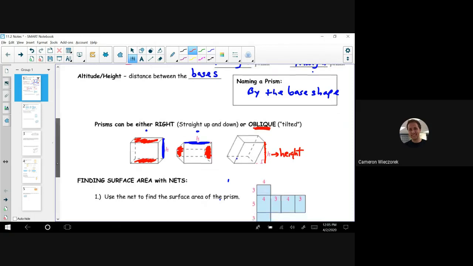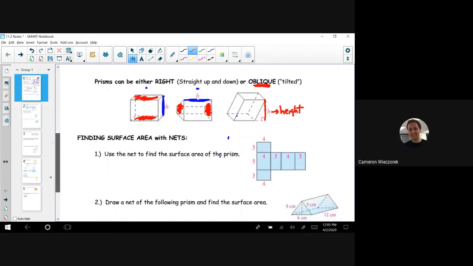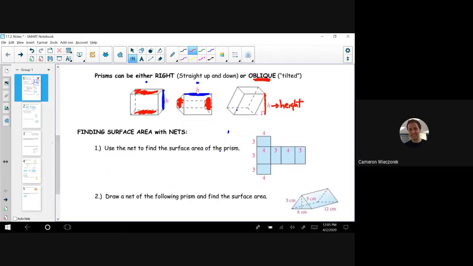So we want to use these ideas to be able to compute and find the surface area of a 3D prism. And we're going to start by doing that with net diagrams. By surface area, I mentioned this at the beginning, we're talking about adding up the areas of all the outer surfaces of a 3D figure. We don't care about the inside for surface area, we only care about the outside.